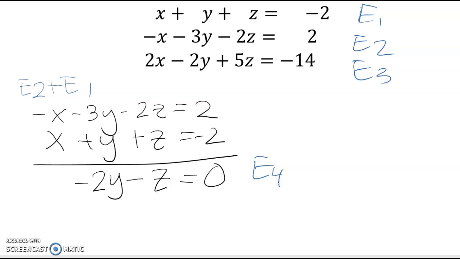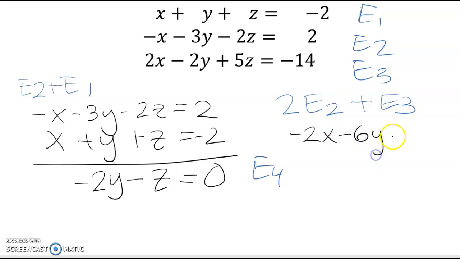I'm going to do the same thing with equations 2 and 3, but this time, in order to get rid of the 2x, I need a negative 2x. Which means I really need 2 times equation 2 plus equation 3. So I'm going to get negative 2x, 2 times negative 3, 2 times negative 2, and 2 times positive 2. And I'm going to add that to equation 3.